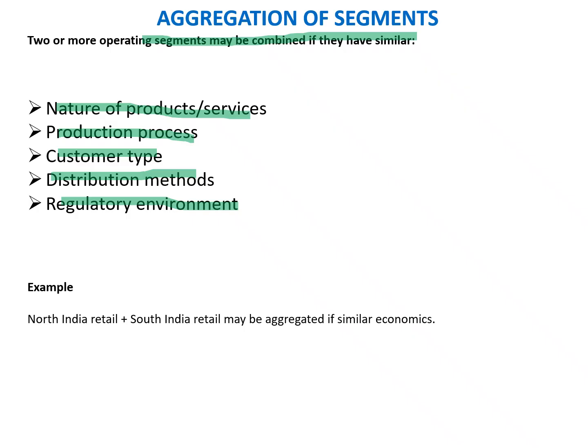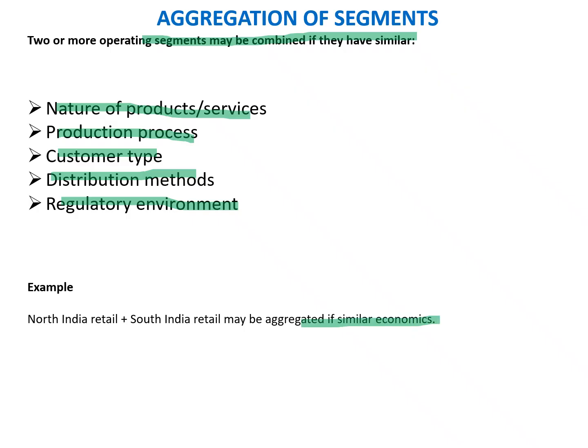If by showing separately there is material information that needs to be disclosed separately, then it has to be disclosed separately. But if by aggregating that materiality is not lost, then they can take that step and do the aggregation, though it again depends on management discretion. At the same time, it has to be ensured that by aggregating they are not hiding any concrete information that otherwise would have been disclosed. For example, North India retail plus South India retail may be aggregated if similar economies exist.